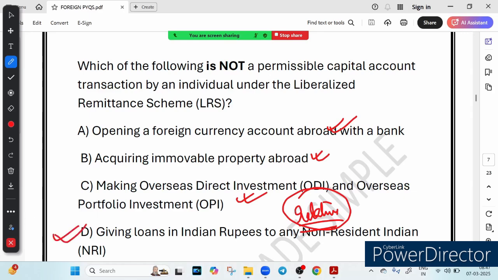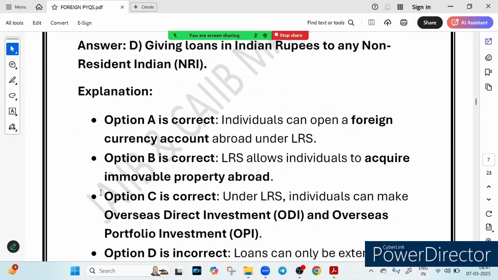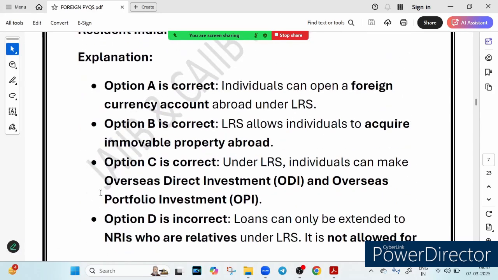So let's summarize. There are some key points which you must keep in mind. Some questions can be asked regarding what is not a capital account transaction. So LRS allows capital account transactions like opening a foreign currency account, buying property, and making investments abroad.